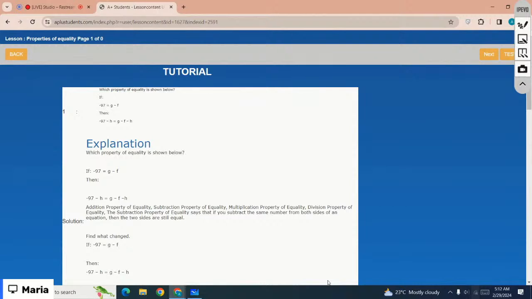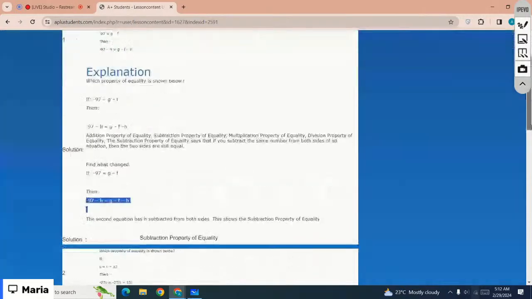Like if you do negative 97 minus h on the left hand side, and on the right hand side you also do g minus f minus h, right? Like you subtract the same number on both sides. That means the answer is exactly the same. That is the subtraction property of inequality, right?